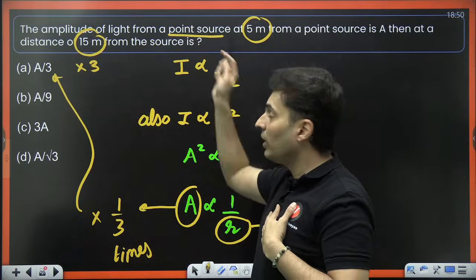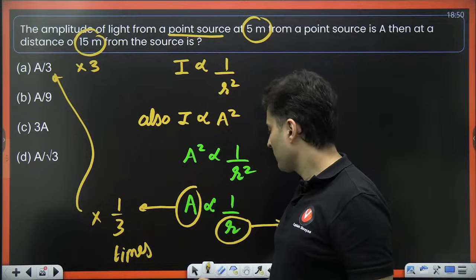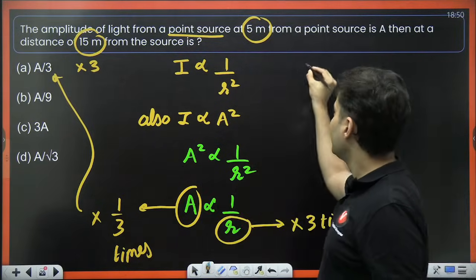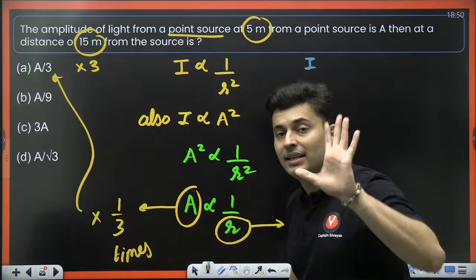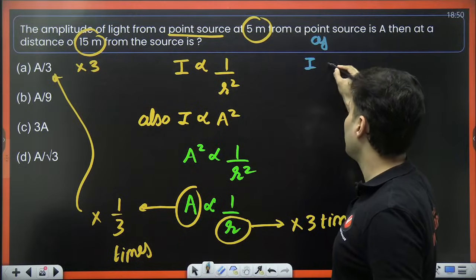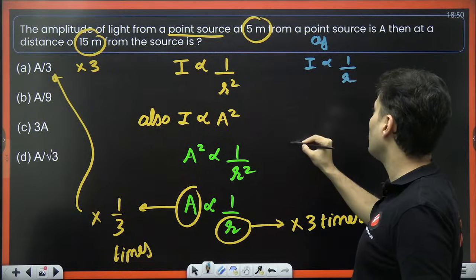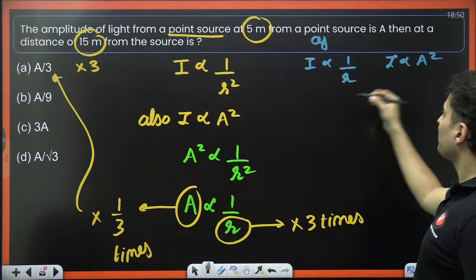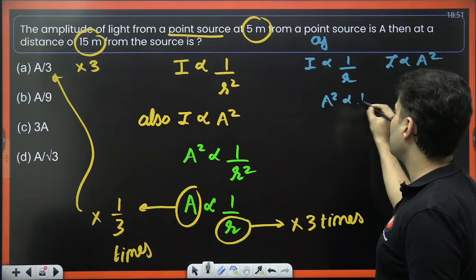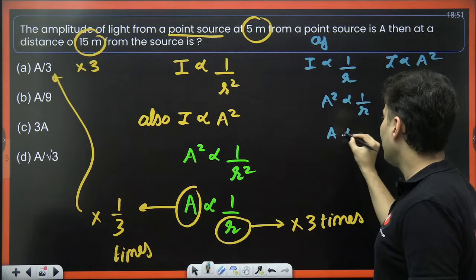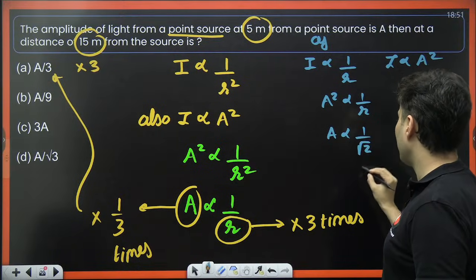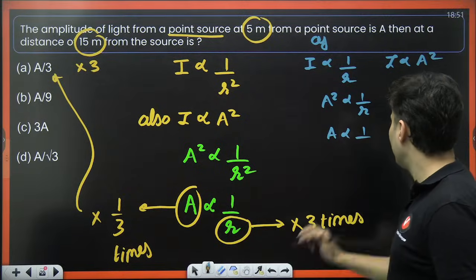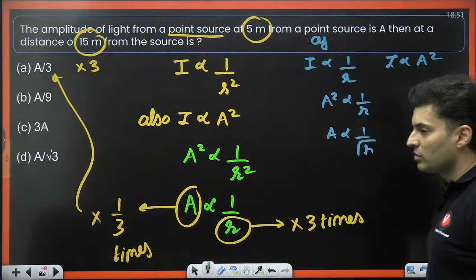If this was not a point source, for example, just for the sake of it, imagine it was a cylindrical source, then I will be inversely proportional to R. But I is also proportional to A square. So A square will be proportional to 1 by R, or rather A will be proportional to 1 by root R. So the proportionality will also be different.